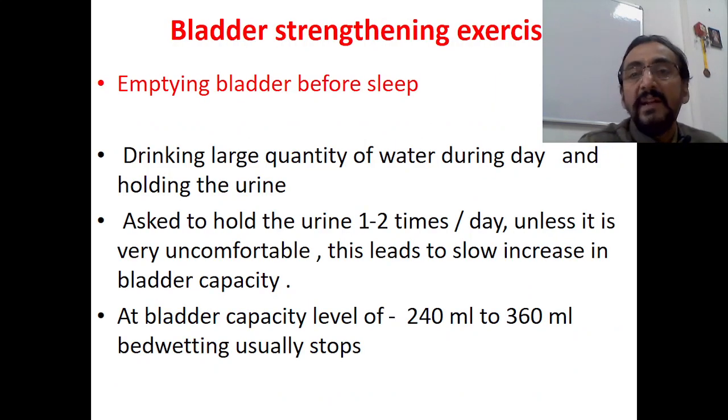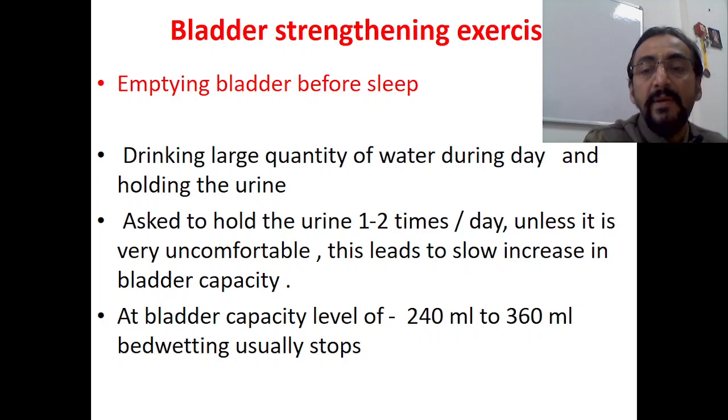Now we can go for some bladder strengthening exercises, as I told you: emptying the bladder before sleep, drinking a large quantity of water during the daytime, and holding the urine. This gives the practice we have discussed earlier. Ask him to hold the urine 1 to 2 times per day unless it is very uncomfortable. This leads to a slow increase in the bladder capacity. Whenever in the daytime he gets urine urgency, ask him to hold it for a few minutes, up to 10 minutes. At a bladder capacity of 240 ml to 360 ml, bedwetting usually stops. So try to educate the child to increase his bladder capacity up to this particular level.